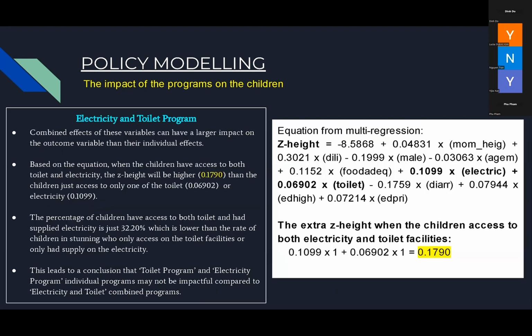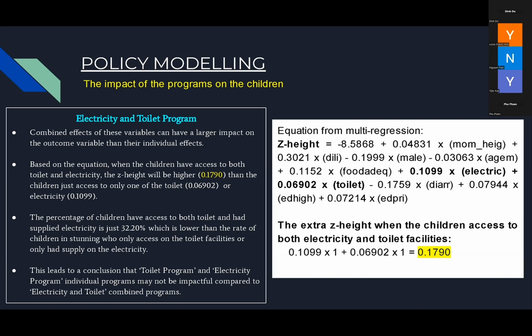Toilet program. Similarly, the toilet has a positive relationship with Z height. Children who have access to toilet quality tend to have a higher Z height of 0.06902 units. When considering only stunted children with mom below average height, 58% of the children have stunted growth when they lack access to toilet facility, indicating a need for the policy to prioritize improving toilet facility. Access to toilet facility decreases the rate of stunted children to 42%, indicating its positive impact on reducing stunted growth.